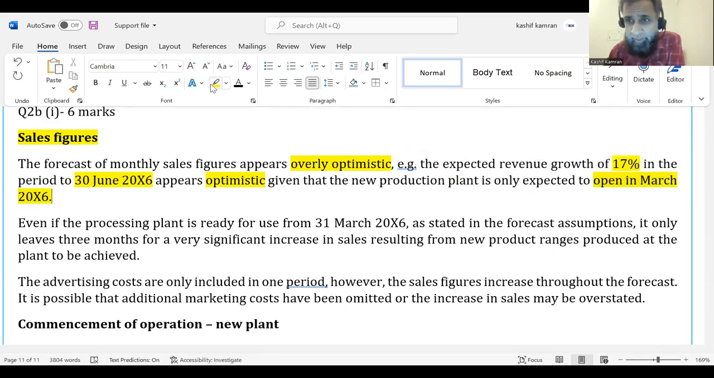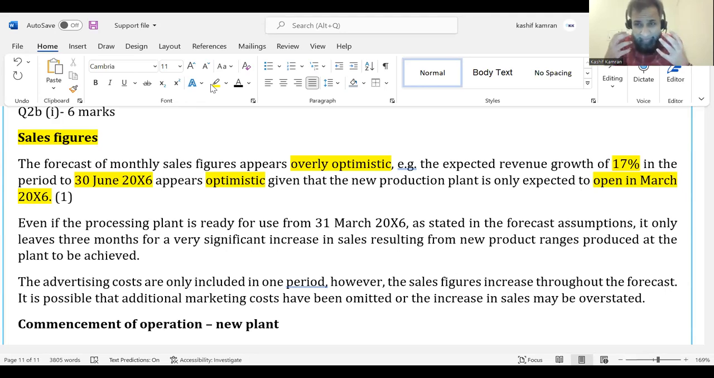Did I discuss this point with you? Considering that the production facility will open at the end of March 2026, and in just 3 months, you expect the sales to rise by 17%. This is my first evaluation, and I will get 1 mark here. My second evaluation is, even if the processing plant is ready by the 31st of March, as stated in the forecast assumption, it only leaves 3 months for a very significant increase in sales resulting from the new product ranges produced at the plant to be achieved.